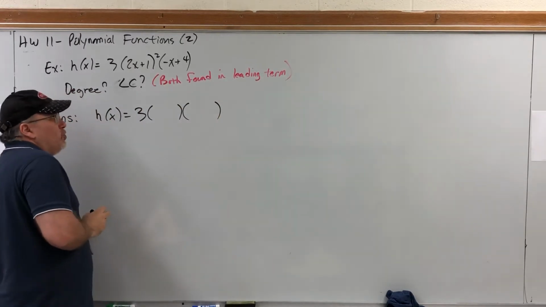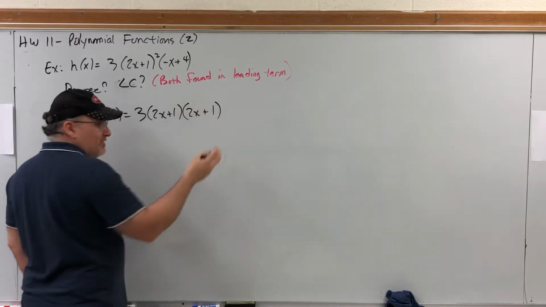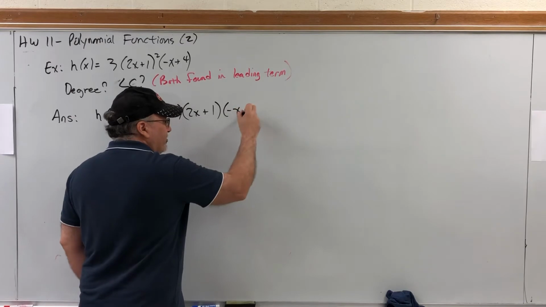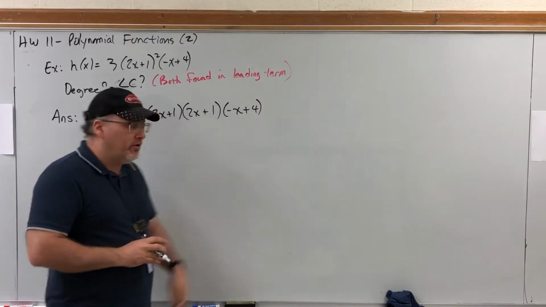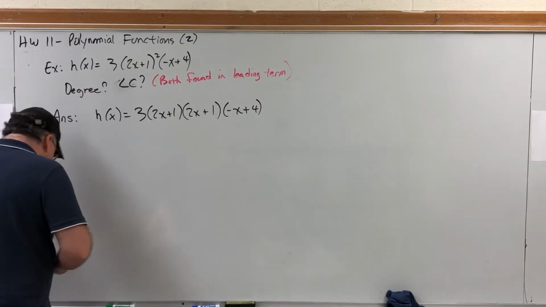Because the 2x plus 1 has a square on it, we would write it twice. That's what it means to square something. And of course, the negative x plus 4 doesn't have a power on it, or rather the implied power is 1, so we would only write it once. To get the leading term, we don't have to multiply all this out.